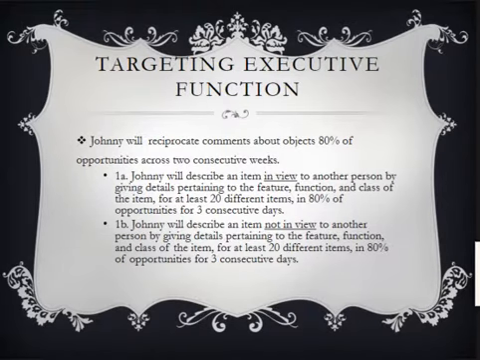And then after that, Johnny would then have to describe an item not in view to another person by talking about the feature, the function, and the class. So then, without looking at a shoe, without having any kind of a visual of the shoe, Johnny would be able to do the same exact thing. Okay.